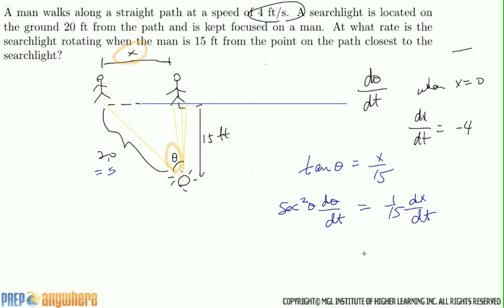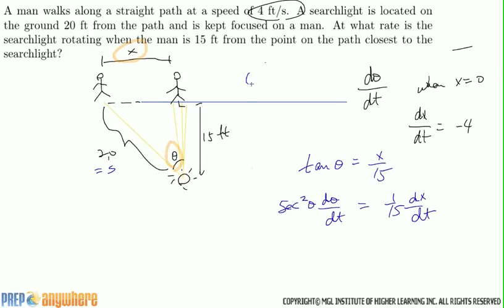Okay. So when he arrives at this perpendicular distance, what's the angle theta? When he arrives here, this angle becomes 0 degrees, right? So what's secant of 0 degrees? Secant is 1 over cosine. You know cosine of 0 degrees is 1. So the reciprocal is still 1. dx over dt is given to be minus 4.